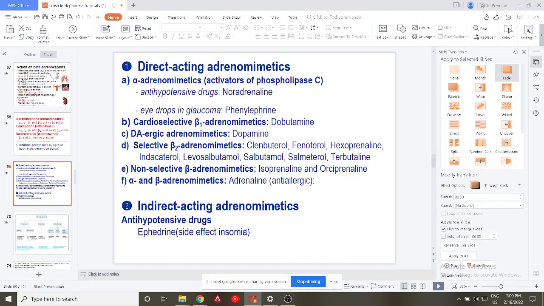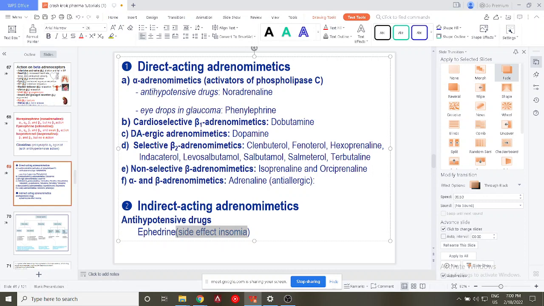This is a very important marker for Krok: insomnia. In Krok, ephedrine is one of the only drugs that can cause insomnia. So if you see insomnia in a patient that is taking a drug, know that the answer can be ephedrine. And earlier we said that ephedrine can also cause tachyphylaxis. So take note.